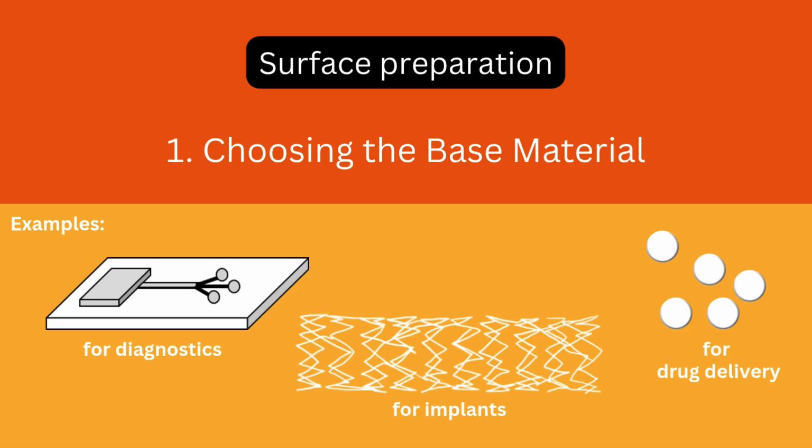Before we functionalize a surface, we first choose the base material. This choice affects how we clean it, modify it, and how it interacts with cells, biomolecules, or drugs. Here's a list of common base materials used in diagnostics, implants, and drug delivery. Depending on the ultimate goal, we might use a single material, or combine materials, like using metal for strength, and adding a ceramic or polymer coating to improve biocompatibility, control cell behavior, or guide drug release.